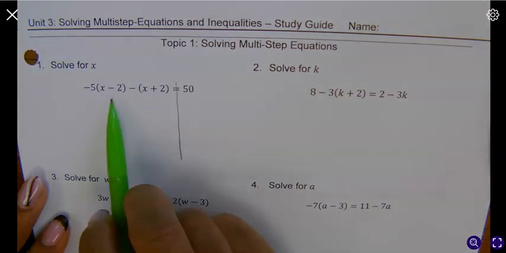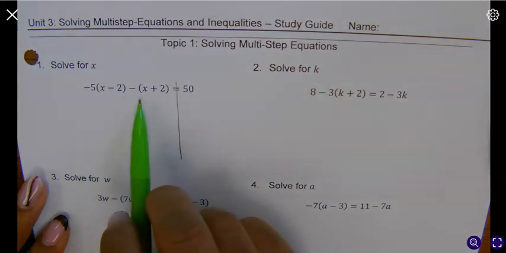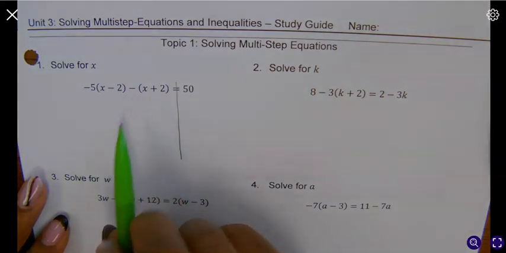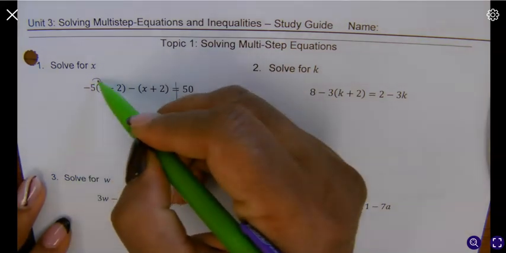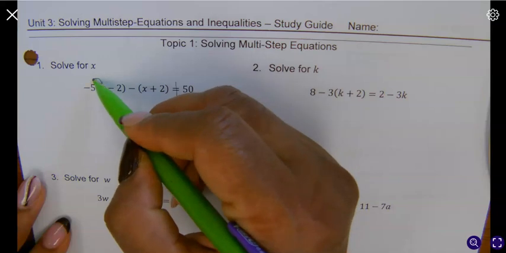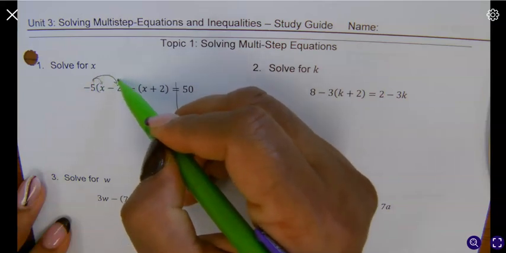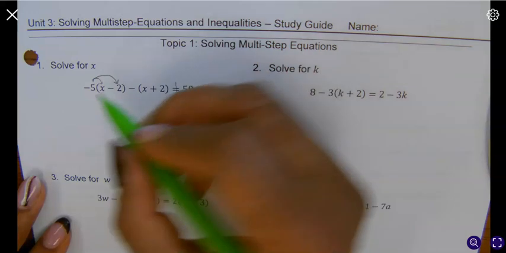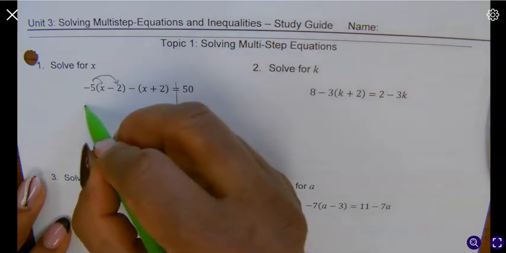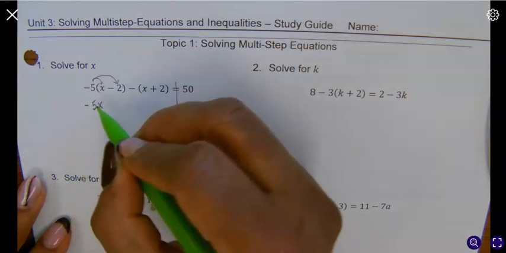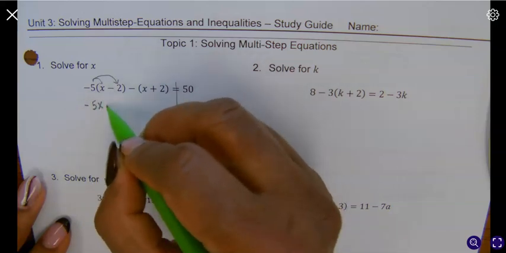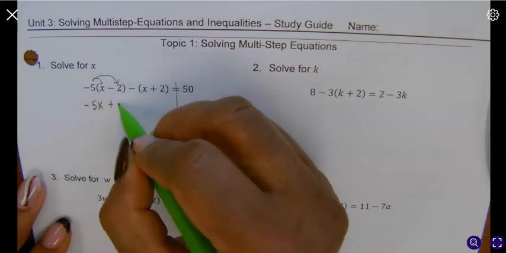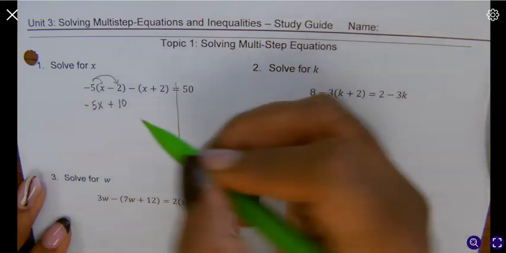Okay, and then on the left side, I see I have some parentheses. To get rid of that, we're going to use the distributive property. So we're going to go ahead and distribute. Distributive property is when you multiply. So negative 5 times x, and then negative 5 times negative 2. So that's negative 5 times x is negative 5x, negative 5 times negative 2. Negative times a negative is a positive, and then 5 times 2 is 10.